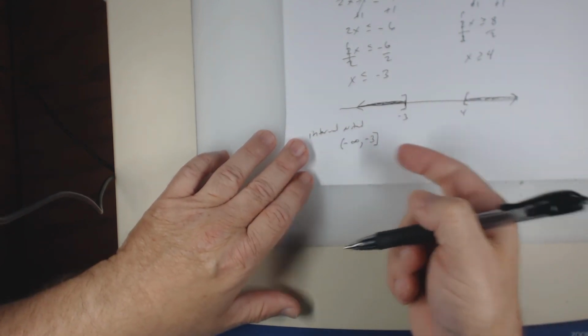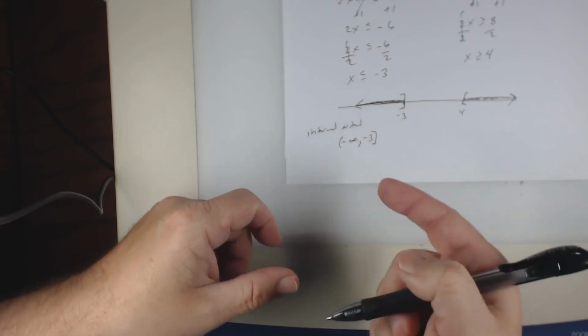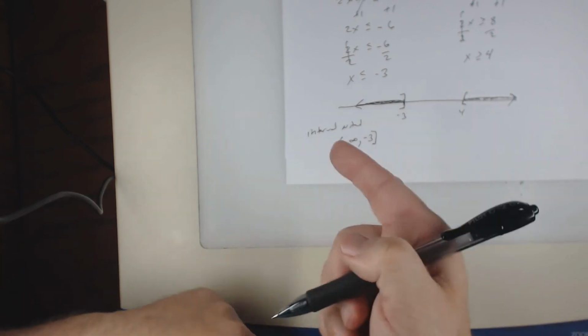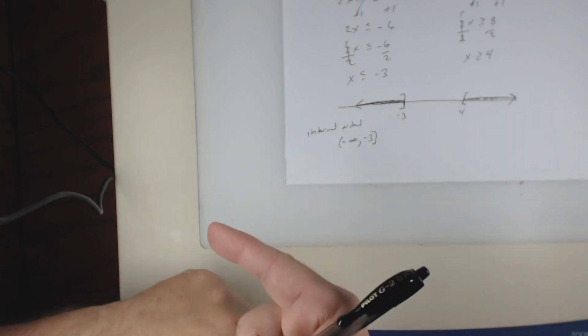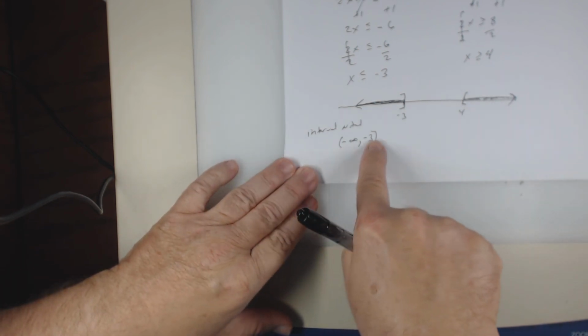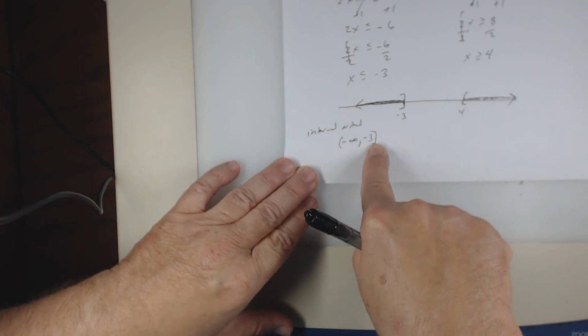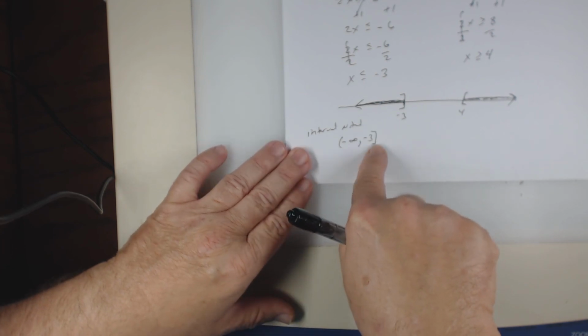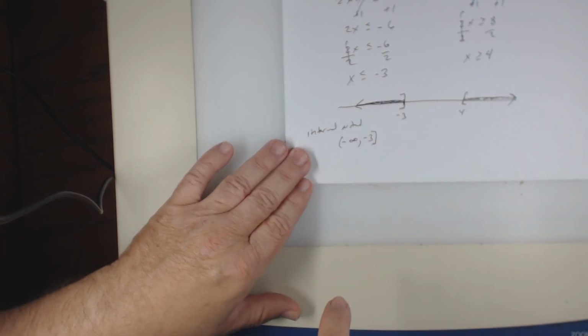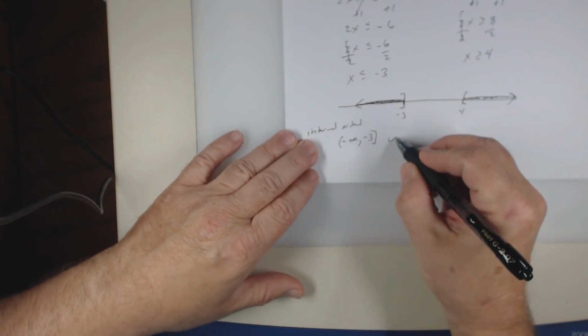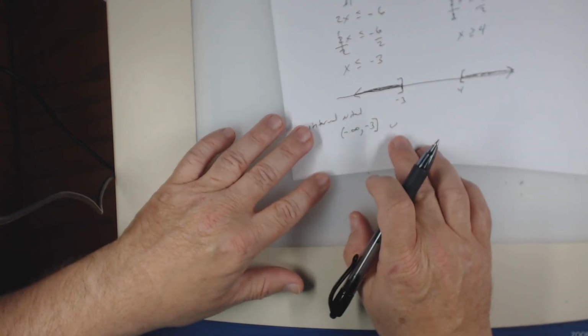Because negative infinity is not a number. It's a concept. It just keeps on going. It doesn't stop, right? When I go to the right, it stops at what? Negative 3. And that's a solution. So I got to use a bracket here because it is a solution. Union, remember you got to use union, correct?